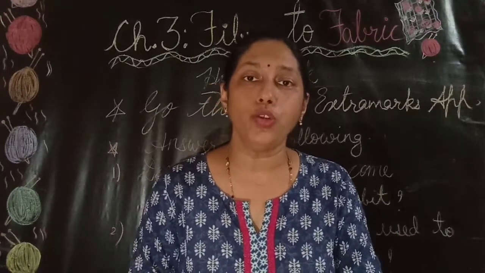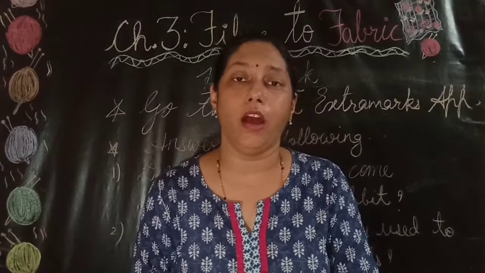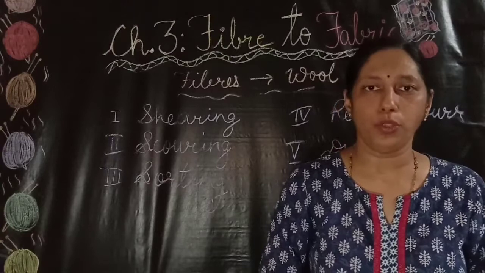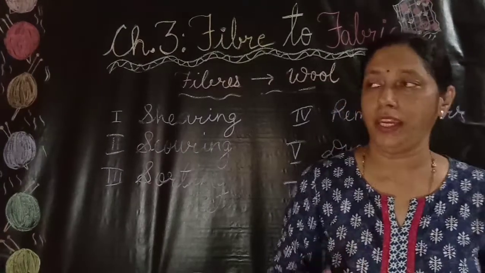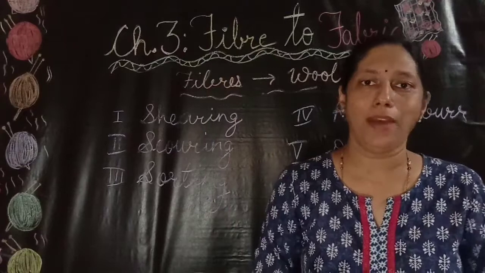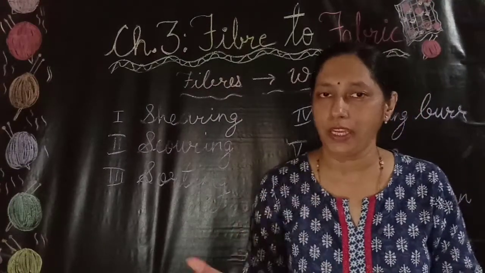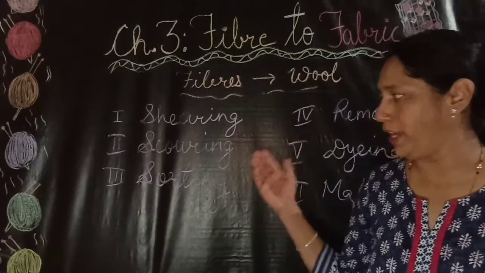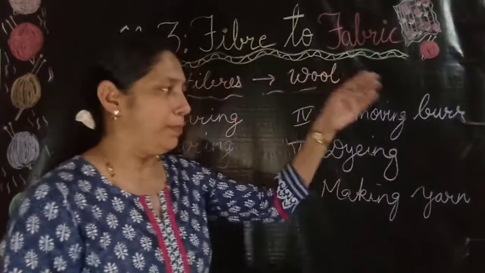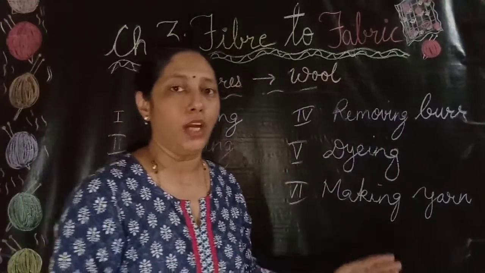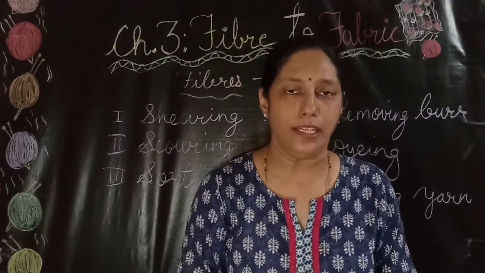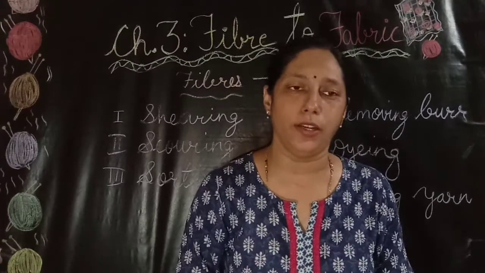Then we learned how sheep are reared and how they are fed by the shepherds. Then we learned about the different processes involved in obtaining wool from fiber. We can call them the steps also. So the steps involved in obtaining wool from fiber are shearing, scouring, sorting, removing burr, dyeing and making yarn. There are total 6 steps of obtaining wool from fiber. Today we are going to learn about these steps in detail. We will start with the first step, shearing.